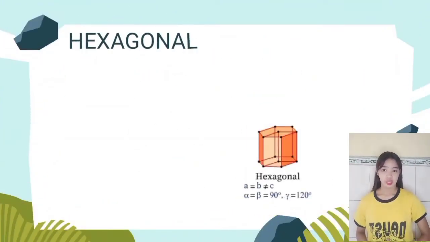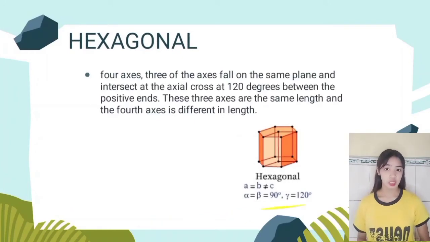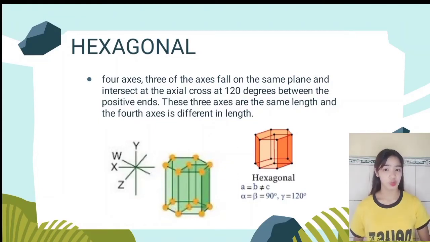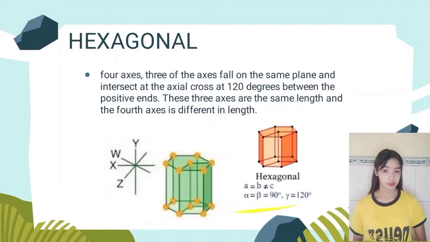Hexagonal crystal system. It has 4 crystallographic axes. 3 of the axes fall on the same plane and intersect at the axial cross at 120 degrees between the positive ends. These 3 axes are the same length, and the 4th axis is different in length.